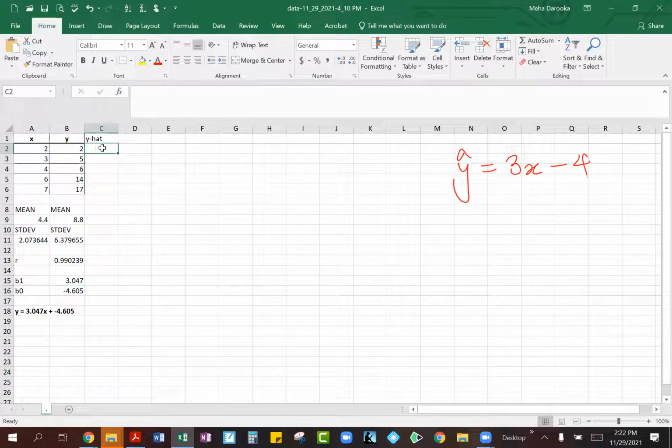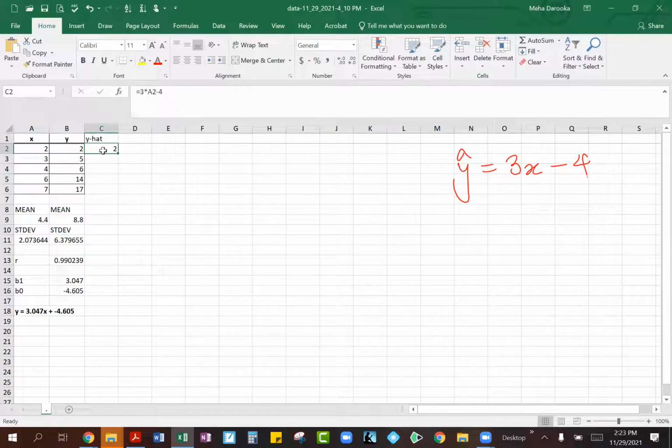So in this new column, you're going to do equal to 3 times, that's your slope, multiplied by the original x value. So I'm just clicking on the cell where my first x is, and then from that you are subtracting 4. So you will see I have equal to 3 times x, which is the number I have in that cell, minus 4. And this actually calculates your new y hat based on this equation.